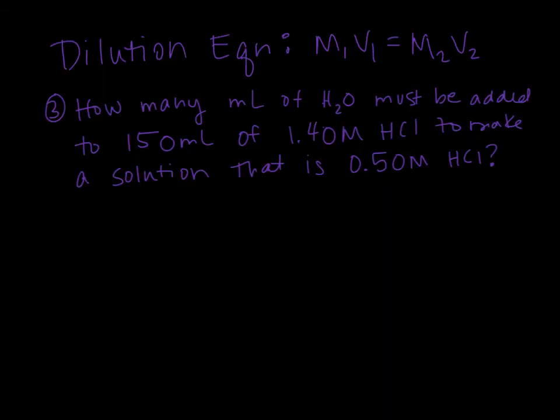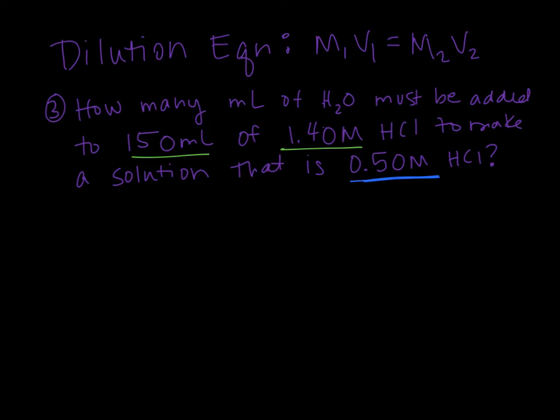Okay. So number 3, how many milliliters of H2O must be added to 150 milliliters of a 1.4 molar hydrochloric acid to make a solution that is 0.5 molar HCl? So this problem can be a little tricky, but let's go ahead and solve for it. So I'm going to find my initial moles. So underlined in green is my initial amounts, and then in blue is my final amounts.